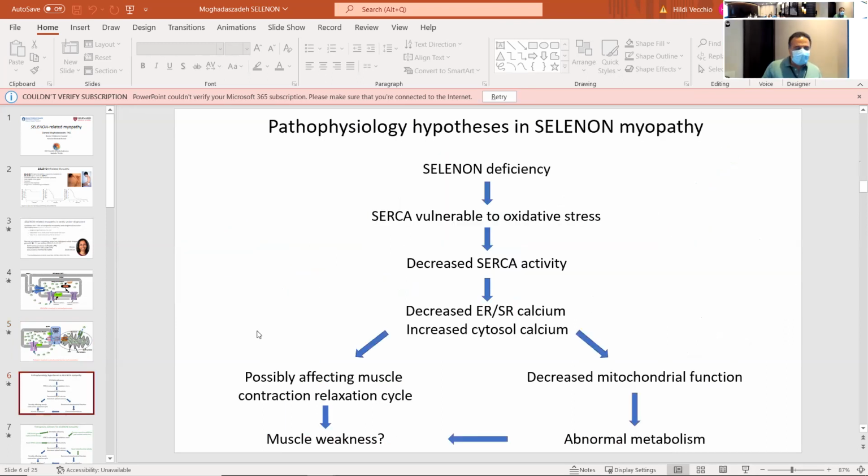So based on what I just said, we try to understand how things work. One aspect is when SELENON is deficient, it can affect SERCA's activity, which would affect the calcium homeostasis in the cells, how much calcium is in the different places. And that could possibly affect the way the muscle contracts and relaxes. The other aspect is that this alteration in calcium in the cell can affect mitochondria function, which affects the metabolism and energy production. That could also result in muscle weakness.